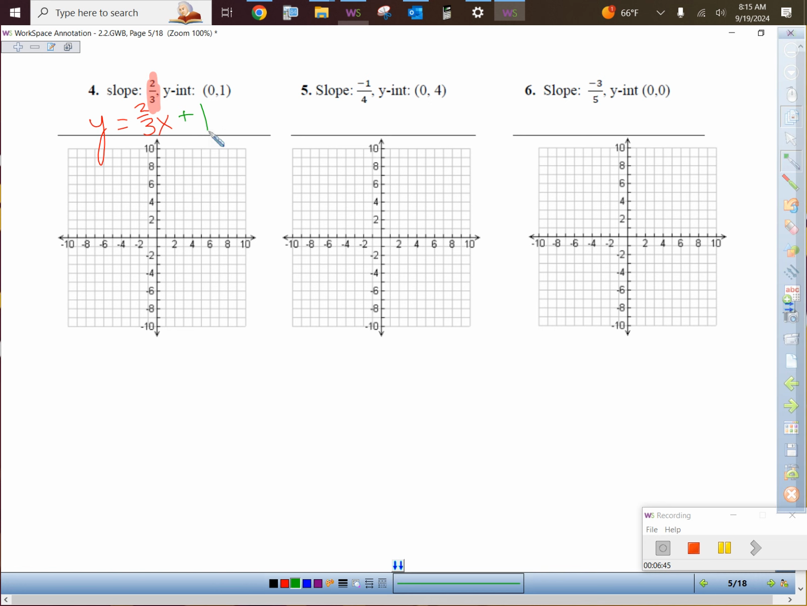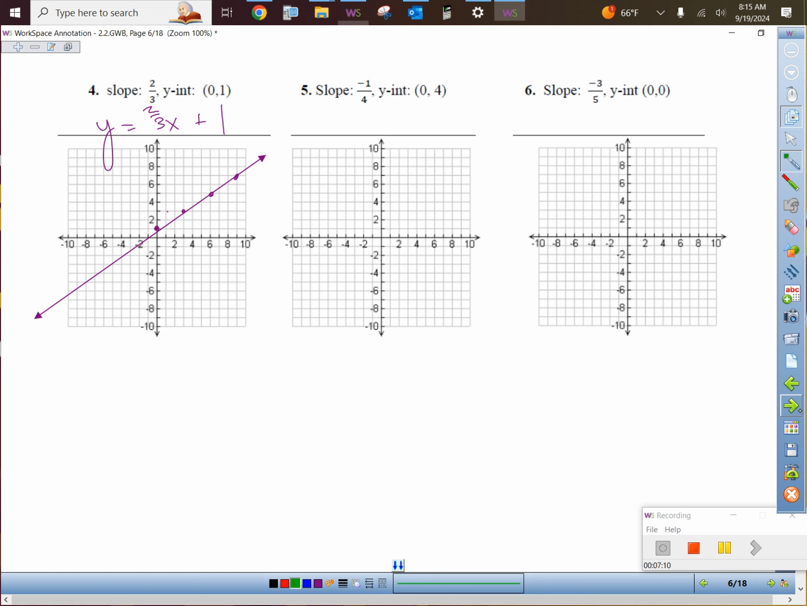So let's start at the y-intercept of 1. And why is the fraction more convenient? Because it shows you your rise and it shows you your run. Shouldn't we rise 2, run 3? Rise 2, run 3. Rise 2, run 3. And then connect those together. Cool. I'll let you do number 5 with a neighbor, and then we'll talk about number 6 together.